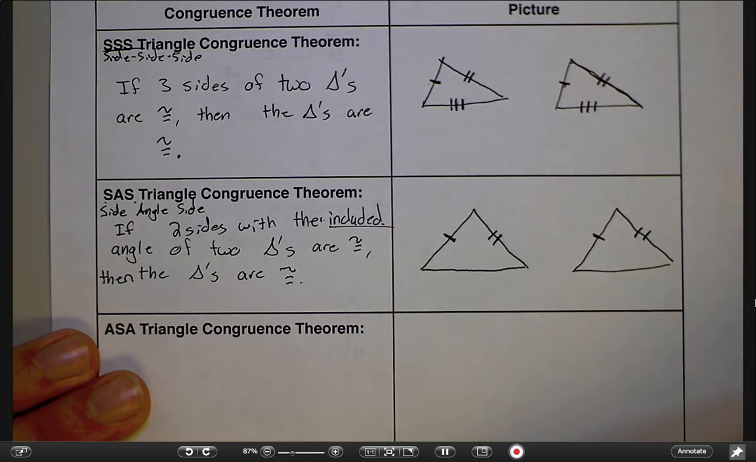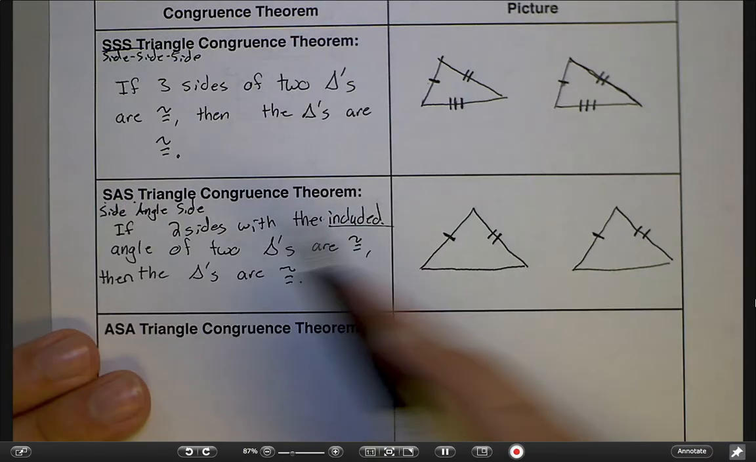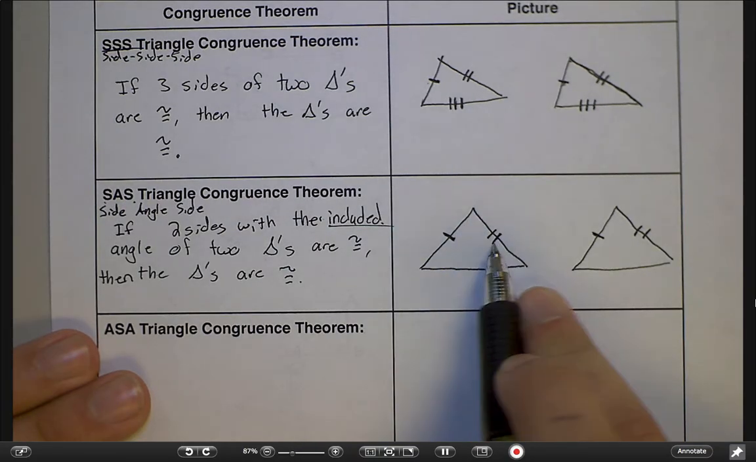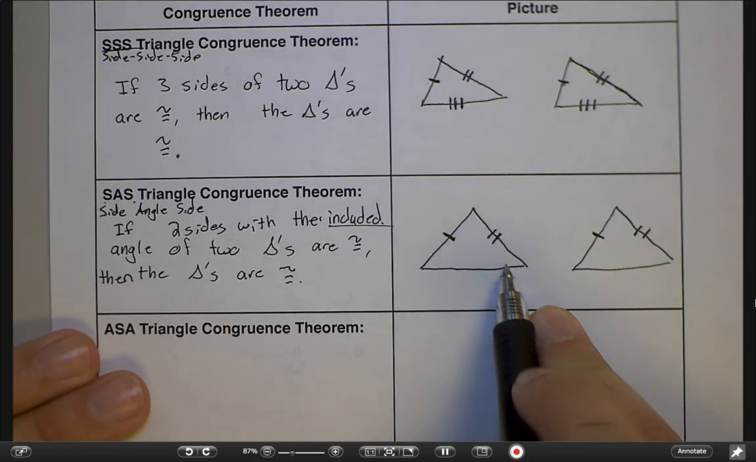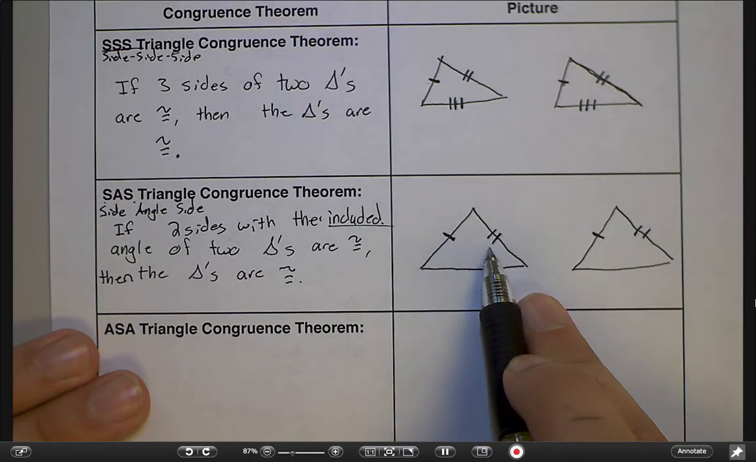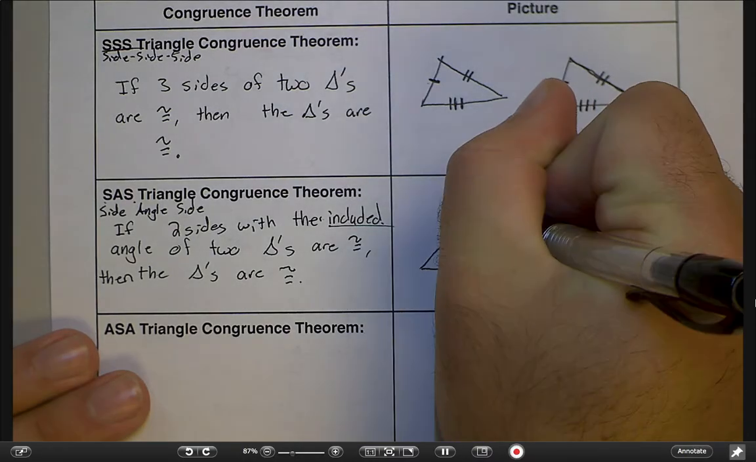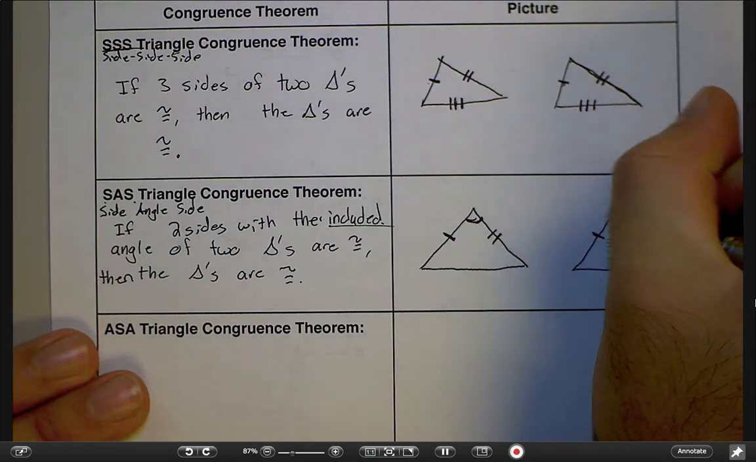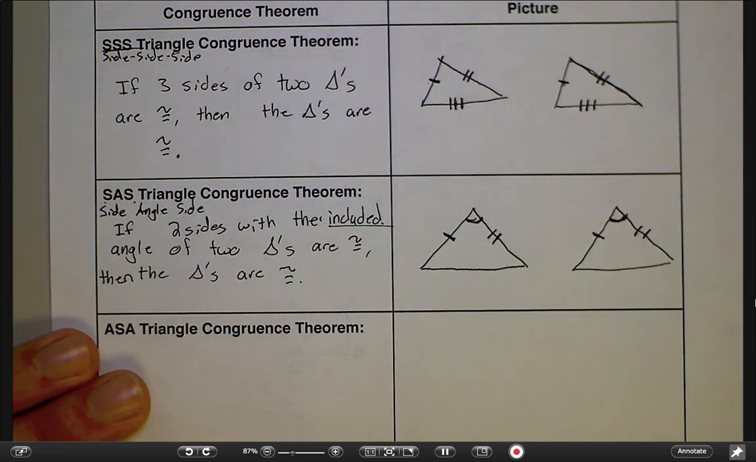Right. And if I look, my theorem is side, angle, side, and that's the order that I need to have things. So I can't have side, side, and then an angle. I need the angle between my 2 sides. So I would need to know that this angle, in this case up here at the top, is congruent between my 2 shapes. If I knew that, then I could say that these 2 triangles are congruent. And again, then CPCF works, and we could find the other angle, the other side, whatever we were asked to find.